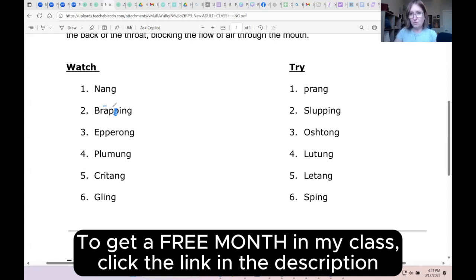What about number 2? What would it say with only one P? If that U did not have two consonants after it, it would be forced to make its long sound and say oo. So that would say slooping, slooping. Okay.